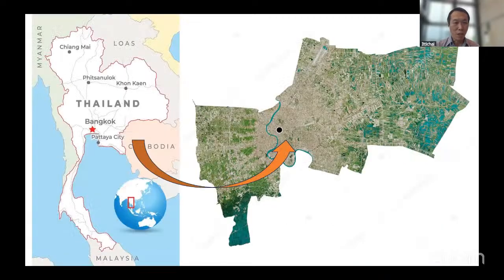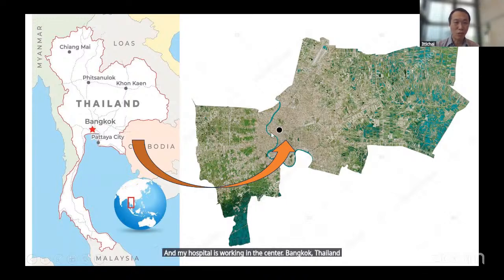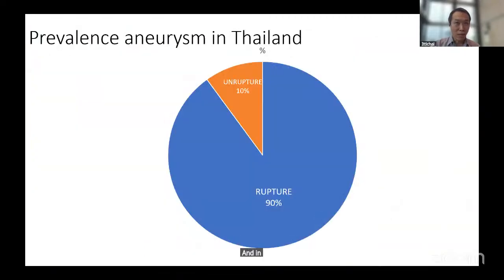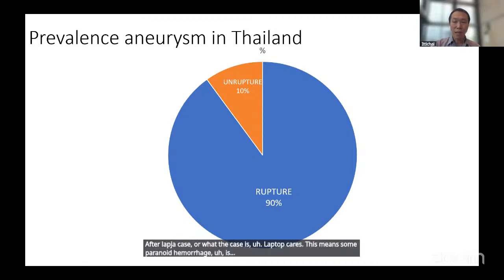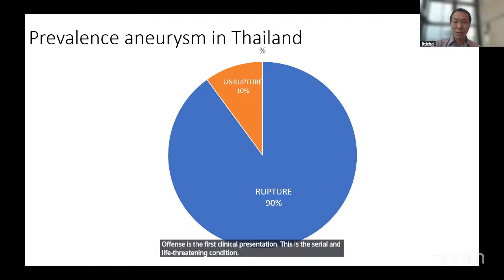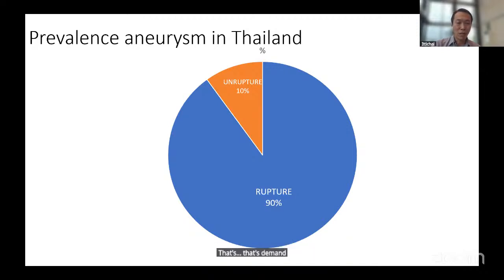My hospital is in the center of Bangkok, Thailand. It's close to the Chao Phraya River. In my country, most aneurysm presentations are after rupture, almost all cases are ruptured cases. This means subarachnoid hemorrhage is often the first clinical presentation. This is a serious and life-threatening condition that demands timely treatment.